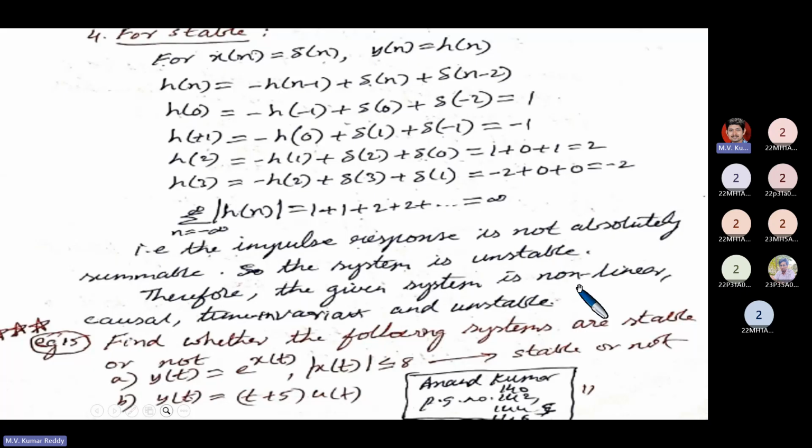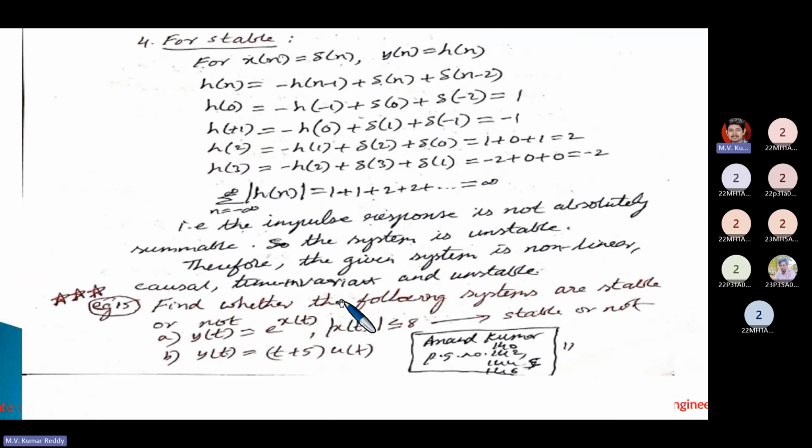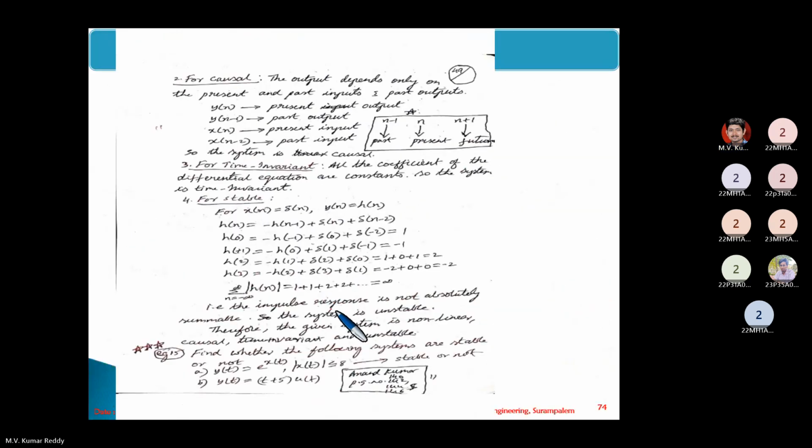Therefore the given question is non-linear. First condition. Next causal, time invariant and unstable. Okay. First condition linear, right? Linear, causal, time invariant and unstable. Okay. Is this point understood? For stable. Sir, please tell once again, sir. Okay.